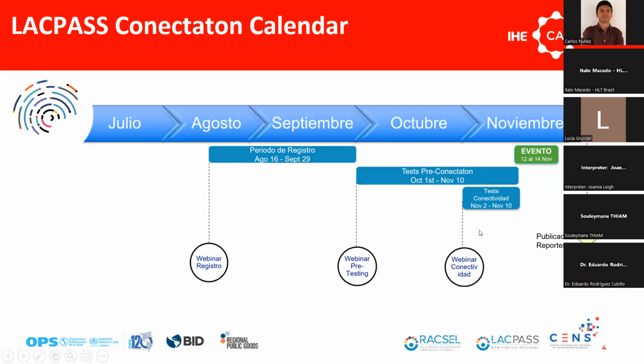For the connectivity test, it will be at the beginning of November. Carlos will send you the invitation for the countries that are participating remotely. After that, the event will start on Sunday the 12th and will finish on the 14th of November. The report publication will be 2 weeks after the end of the event. You will receive your report probably at the end of November.